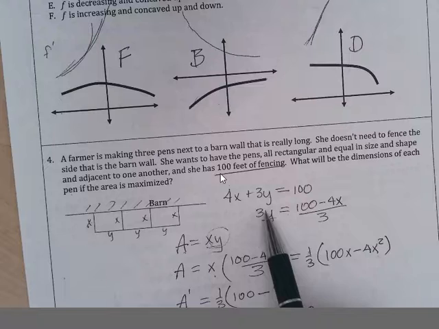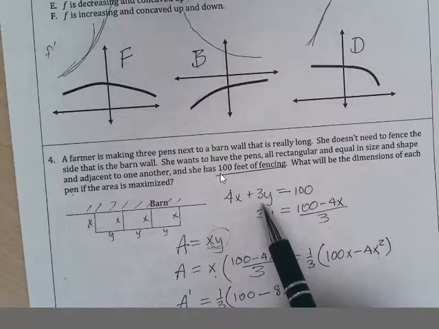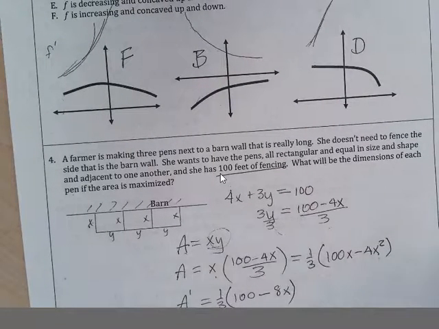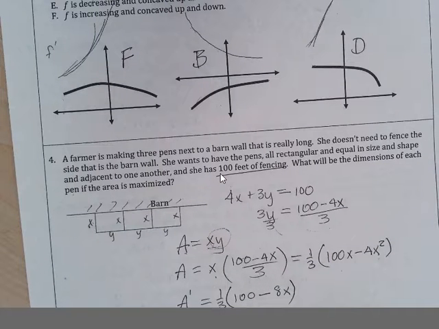And to find the other one, y is equal to this, because these 3's cancel. 4 times 12.5 is 50. 100 minus 50 is 50. Divided by 3 is what y is.